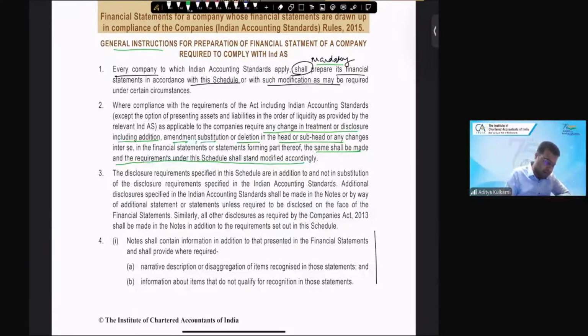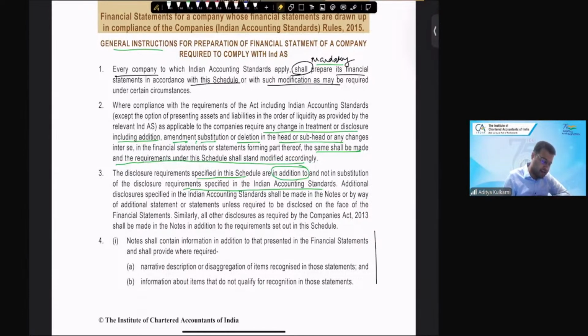Disclosure requirements specified in this schedule are in addition to. That means whatever is required to be disclosed in Schedule 3 is in addition to what is specified in the Ind AS. So Ind AS, we have seen, each standard has its own set of disclosures. So that you have to do. In addition, whatever Schedule 3 requires, that is what you have to disclose. So you have two sets of disclosures.